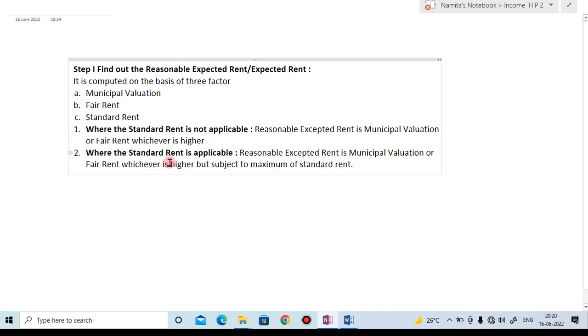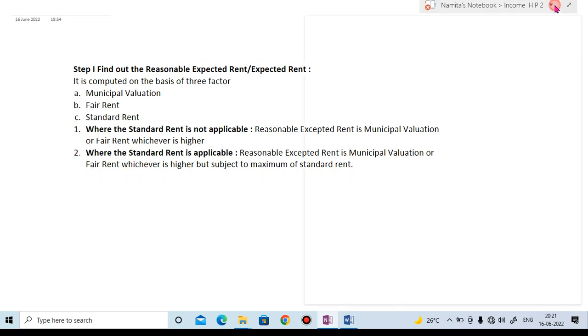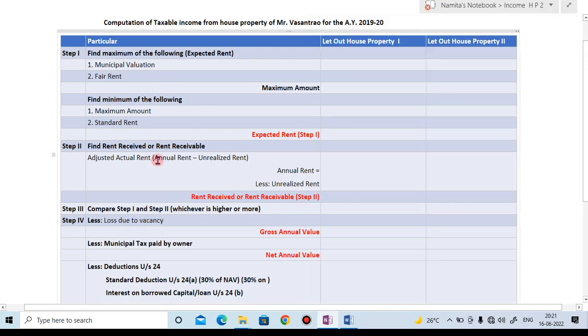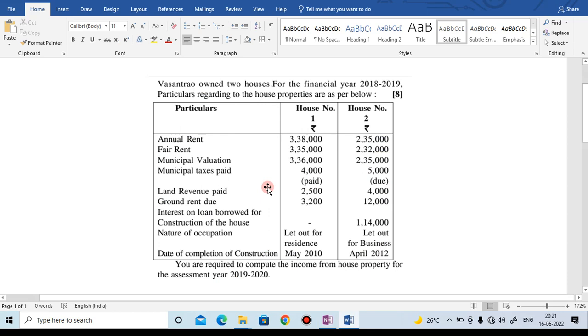If the standard rent is applicable, if the standard rent is given in the example, then reasonable expected rent is municipal valuation or fair rent, whichever is higher, but subject to a maximum of standard rent. This point number 2 means that we have to follow these steps. Clear? So now read the first question.